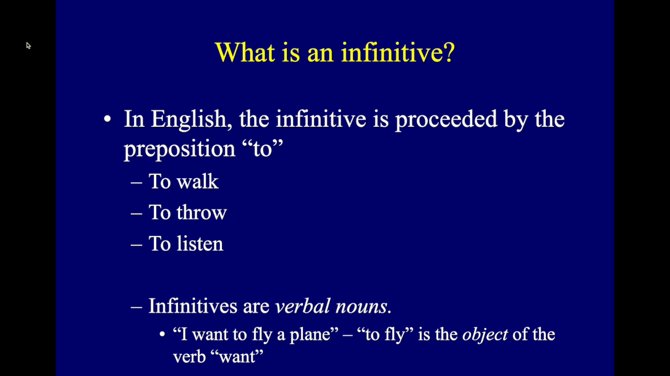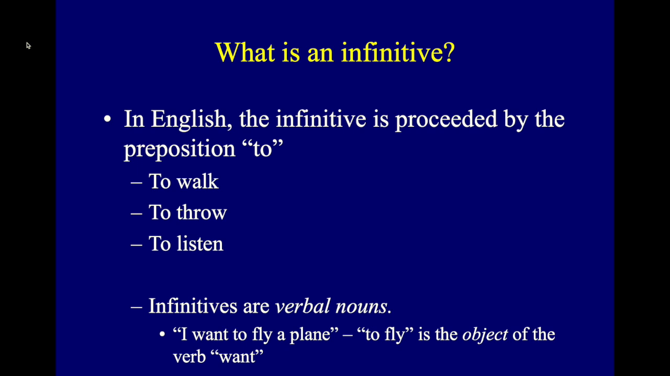Infinitives also, we can say, are verbal nouns. Remember our lesson that we just had on participles, those participles were verbal adjectives, like a walking one, a sitting one, right? Well, infinitives are verbs, words that describe action, that act as nouns. So when I say, I want to fly a plane, to fly is the object of the verb want. I am the subject. I want to fly, right? To fly is what I want.